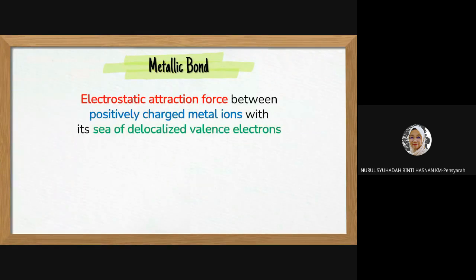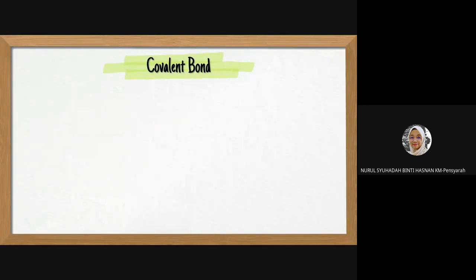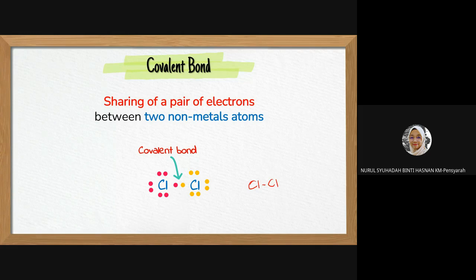Next, metallic bond is electrostatic attraction force between a positively charged metal ions with its sea of delocalized valence electron. Yang ni nanti kita akan bincangkan lagi in detail in 4.5. Okay, so ini adalah intramolecular forces yang kedua. Dan the last one kita ada covalent bond which is, okay, this one. Okay, ini kita kata covalent bond. Okay, and intramolecular forces yang ketiga. So covalent bond kalau kita lukis dekat sini. Okay, so Cl, Cl. Okay, so macam tu lah.